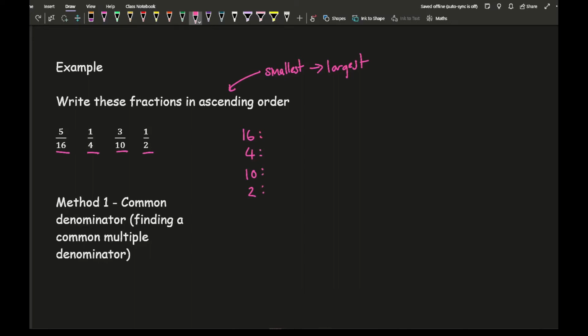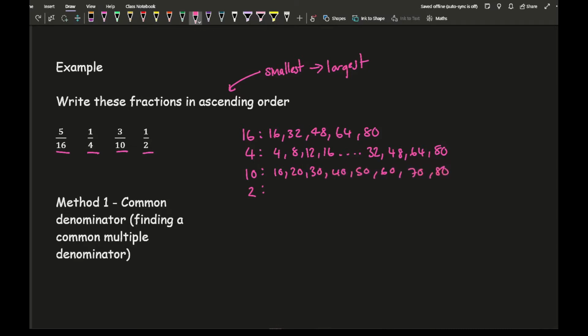So here I've got 16, 32, 48, and then it's going to be 64, and then 80. Then I've got 4, 8, 12, 16, and that's going to go forward. Now if I just have a look to see what numbers come up on here, well, 32 is going to appear, 48 is going to appear, 64 is going to appear, and 80 is going to appear. For 10, I've got 10, 20, 30, 40, 50, 60, 70 and 80. Probably could have got to 80 straight away.